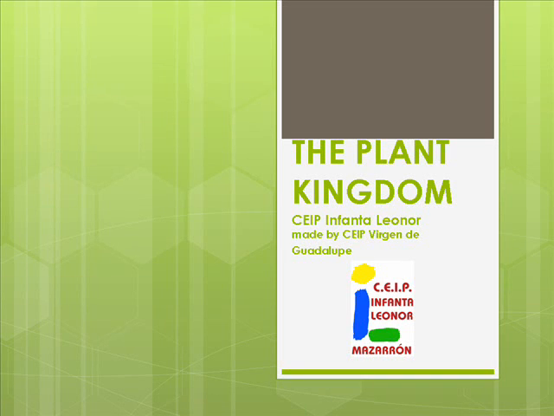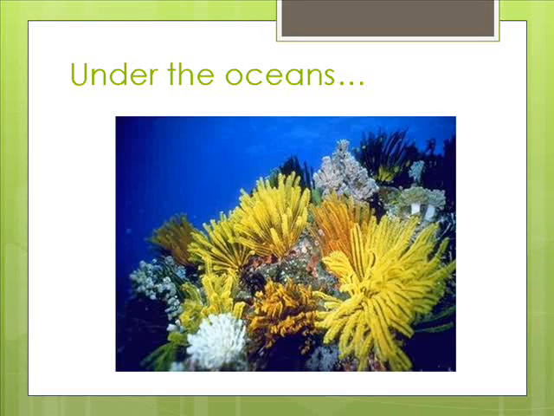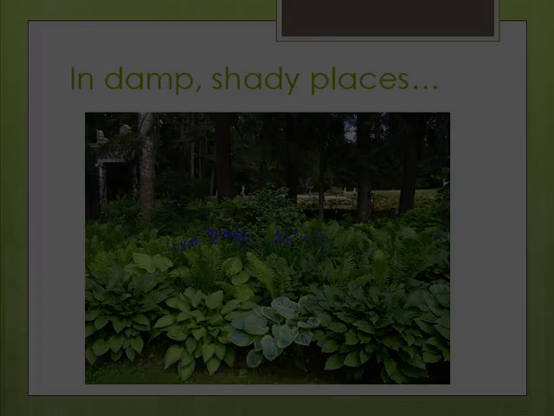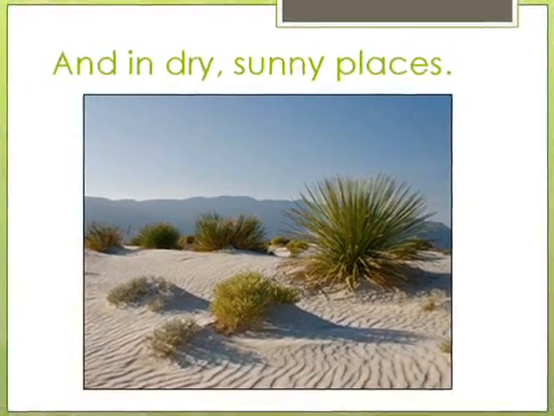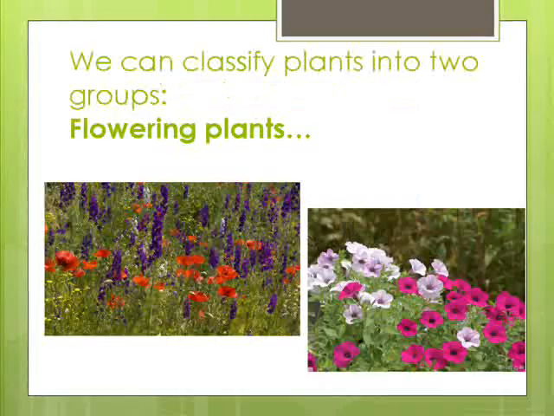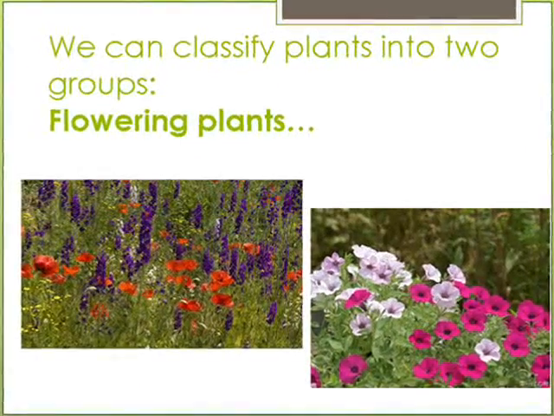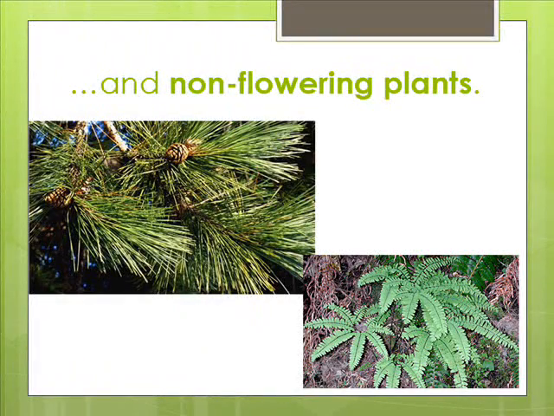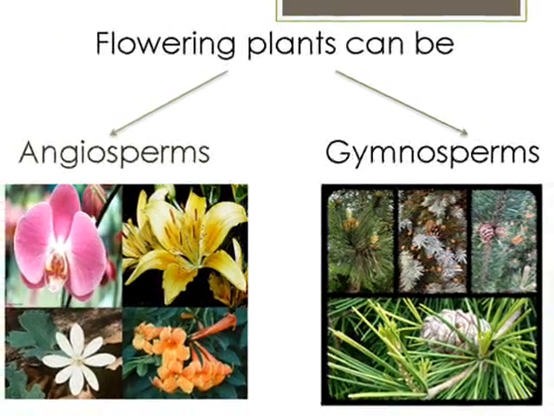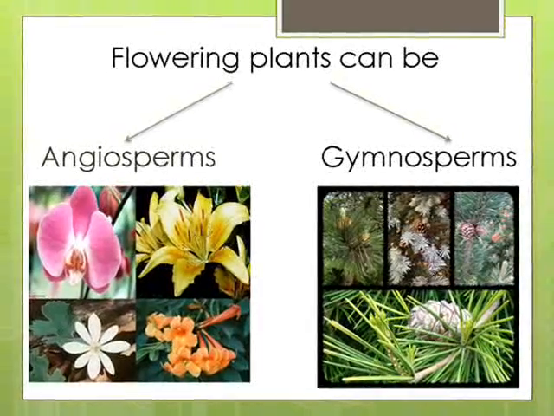The plant kingdom. There are plants that grow at the top of high, rocky mountains, under the oceans, in damp, shady places, and in dry, sunny places. We can classify plants into two groups: flowering plants and non-flowering plants. Flowering plants can be angiosperms or gymnosperms.